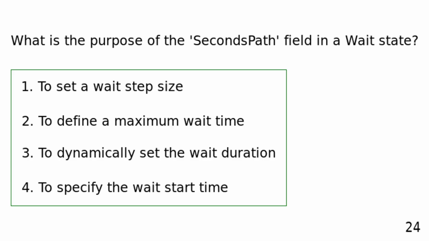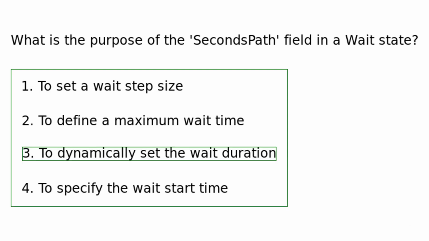What is the purpose of the seconds path field in a wait state? To set a wait step size. To define a maximum wait time. To dynamically set the wait duration. To specify the wait start time. The seconds path field in a wait state of AWS Step Functions allows you to dynamically set the wait duration based on the state's input, providing flexible delays.